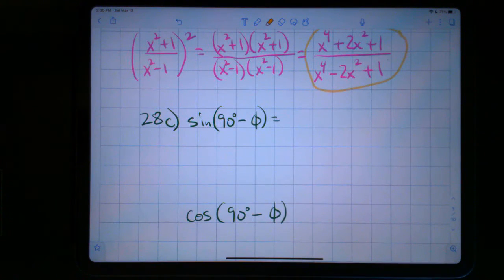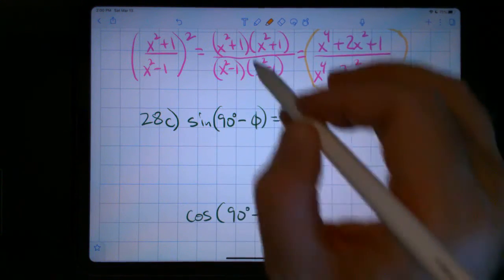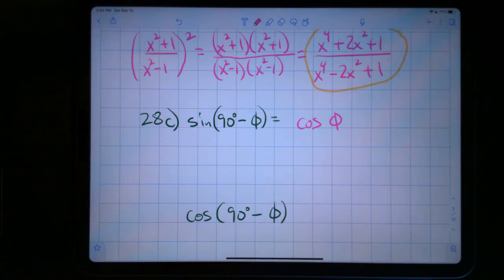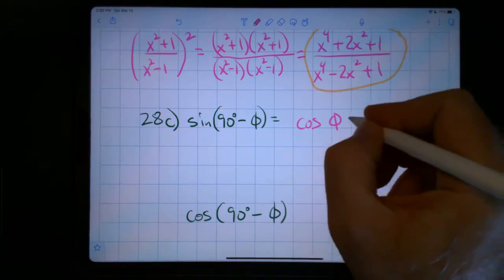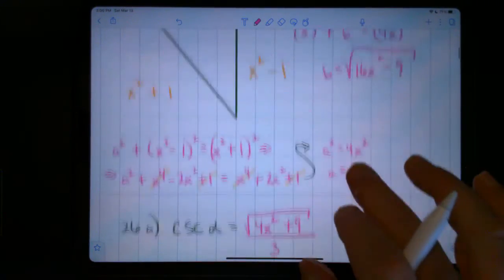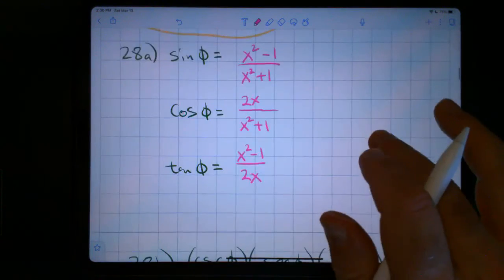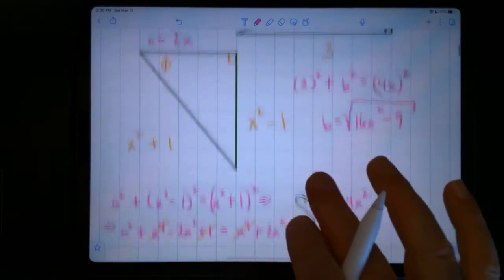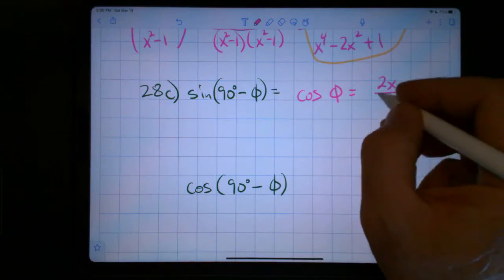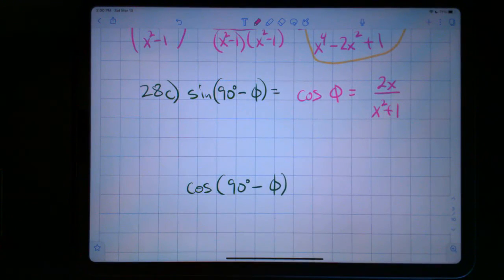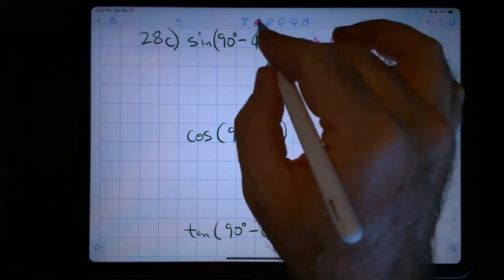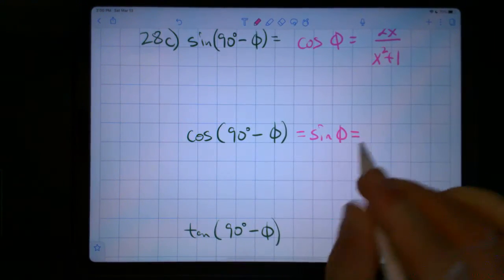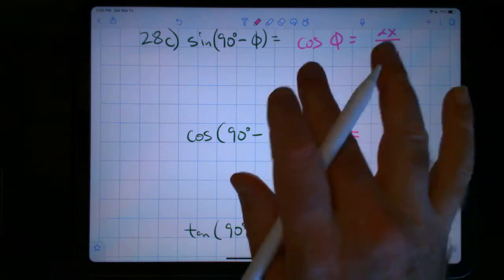Okay. Sine. This is the same thing as cosine of phi. So cosine of phi is going to be adjacent over hypotenuse. And cosine of this is the same thing as sine of phi. Sine of phi is opposite over hypotenuse.